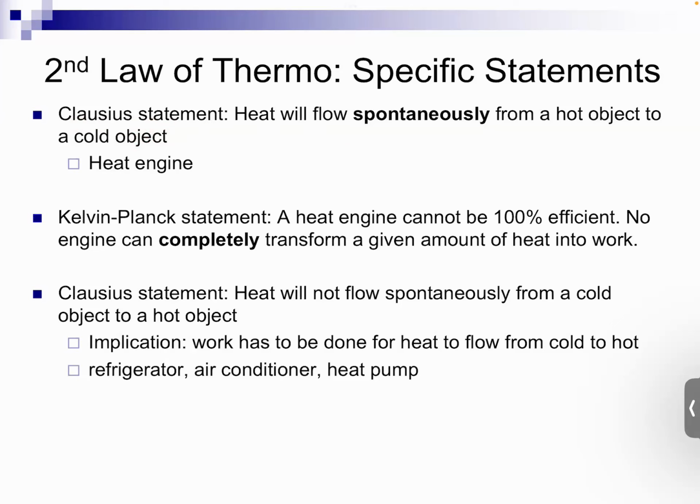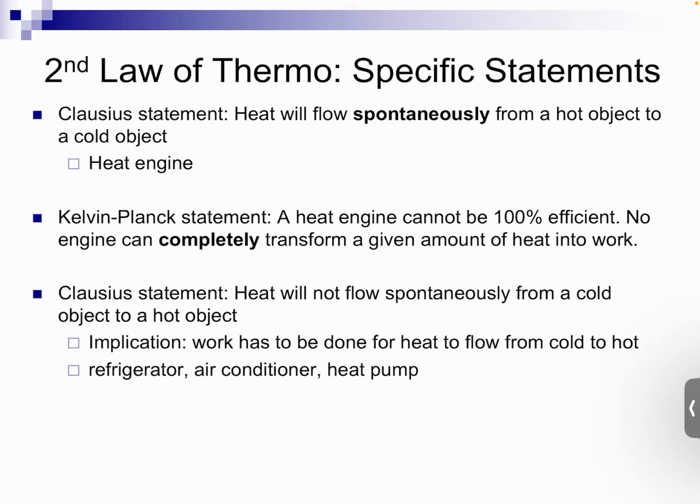And based on the spontaneous heat flow from hot to cold, we learned how the heat engine operates, because as heat flows spontaneously from hot to cold, it does work. And the work done is the output of the heat engine. By looking at the efficiency of the engine, comparing the output work to the input heat, we learned that the heat engine cannot be 100% efficient, and that no engine can completely transform heat or thermal energy into mechanical energy or work. There is always heat waste in any device, and that is the Kelvin-Planck statement of the second law of thermodynamics.